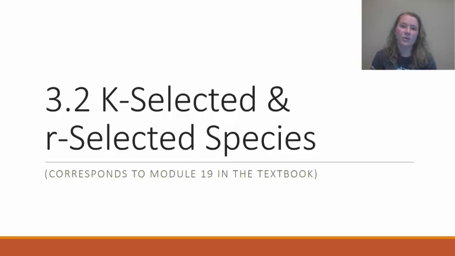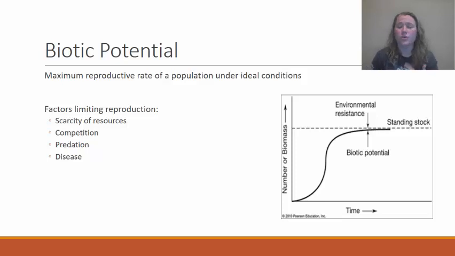In this video, we are going to talk briefly about the difference between R-selected species and K-selected species. This video corresponds with Module 19 in your textbook. Now to start off, when we're looking at R-selected versus K-selected, what we're really looking at is the life history, and these are based off of biotic potential.